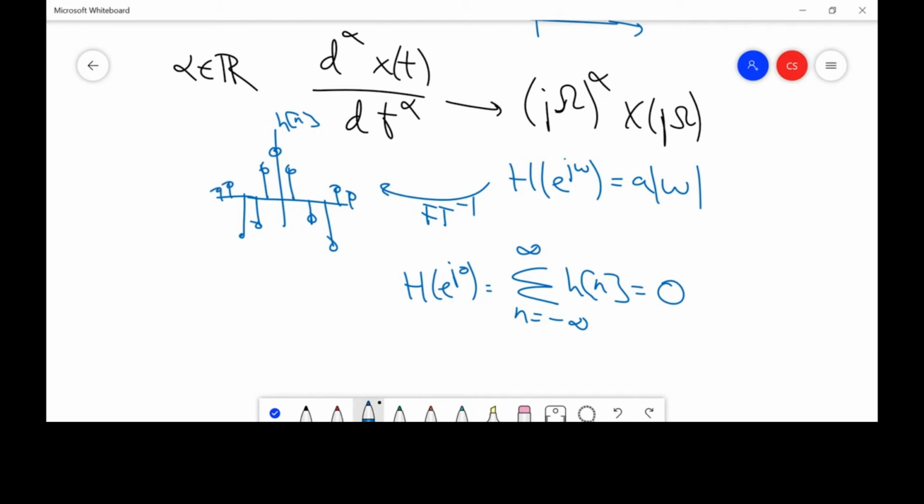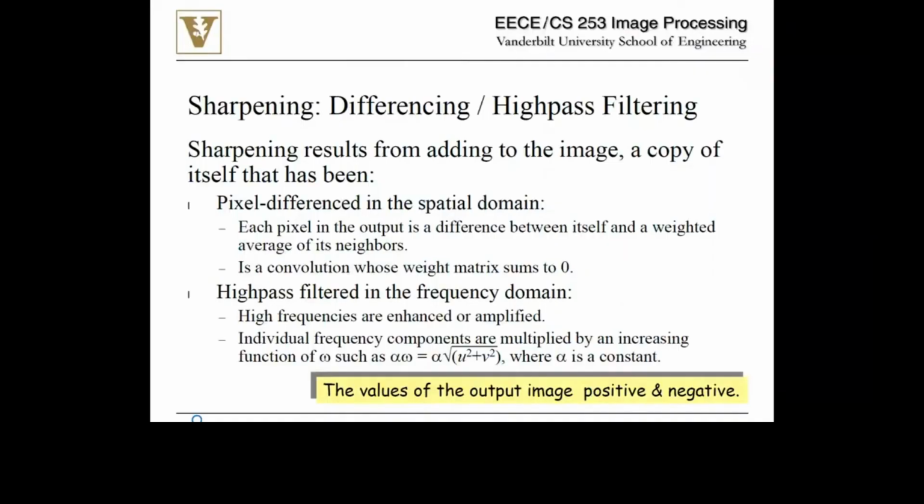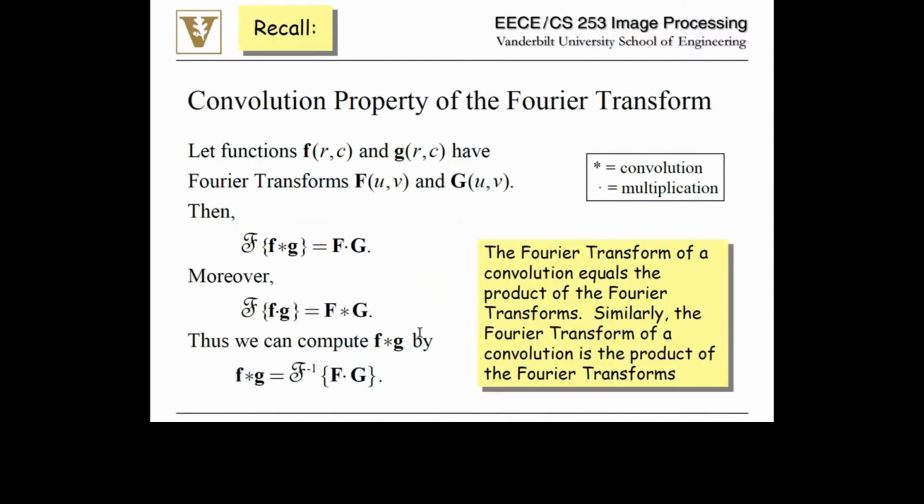Okay, so that is what we have done in the slide. In the slide, we have chosen the filter absolute value of omega. And this is just a reminder of how to apply the filter. You want to filter F with the kernel G. So you do the two Fourier transforms, and once you have multiplied in the Fourier domain, you do the inverse Fourier transform to get the filtered image.